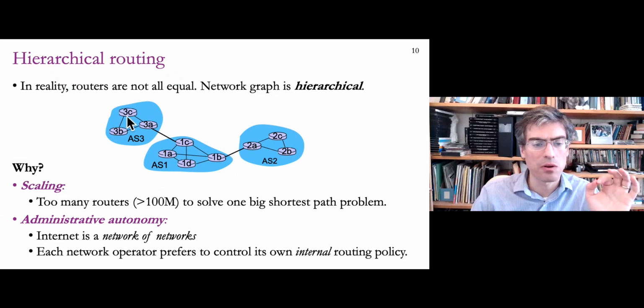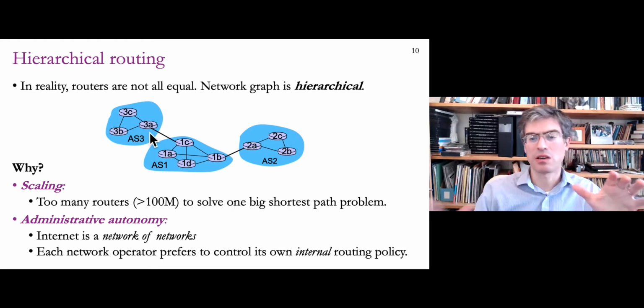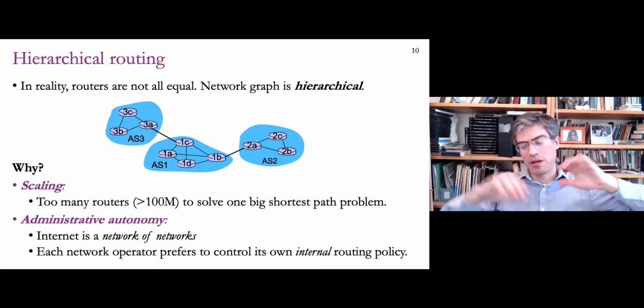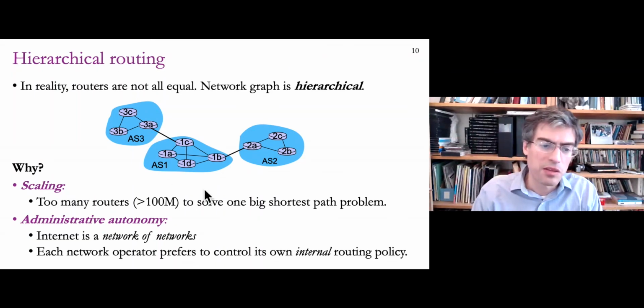So instead of having a network with 1, 2, 3, 4, 5, 6, 7, 8, 9, 10 routers, we have a network with 3 autonomous systems. And we solve a routing problem over those 3 autonomous systems, which creates a higher level zoomed out view of the network. And then we also have routing problems that are solved internally, but those are only relevant for communication inside.